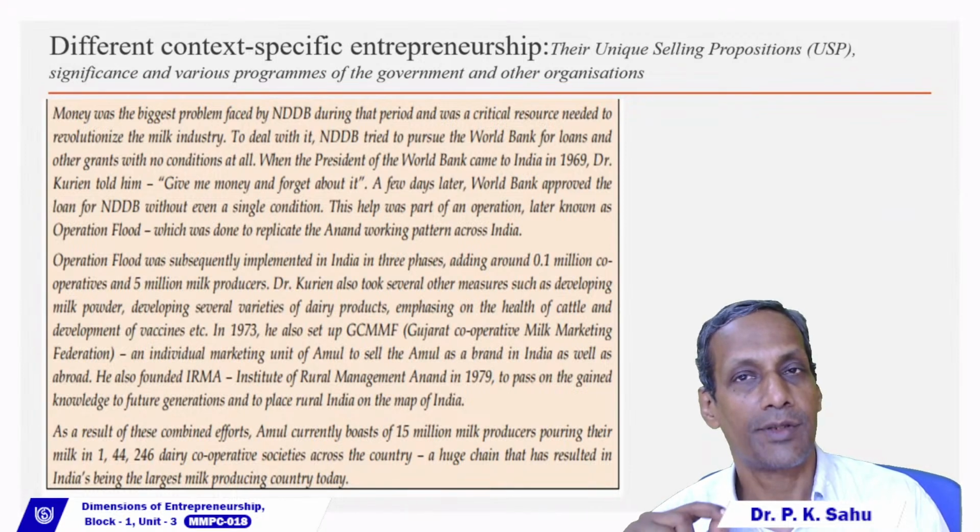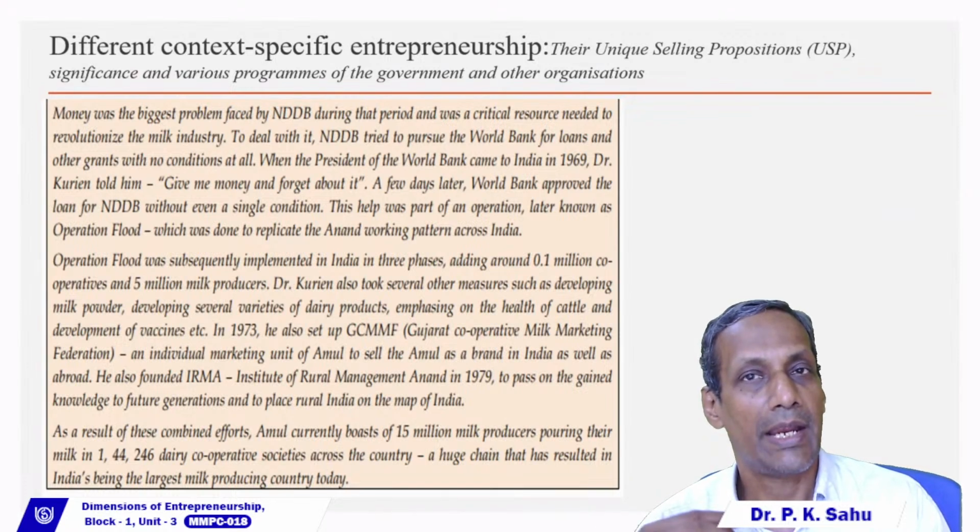This help was part of an operation later known as Operation Flood, which was done to replicate the Anand working pattern across India. Operation Flood was subsequently implemented in India in 3 phases, adding around 0.1 million cooperatives and 5 million milk producers. Dr. Kurian also took several other measures such as developing milk powder, developing several varieties of dairy products, emphasizing on the health of cattle and development of vaccines, etc.